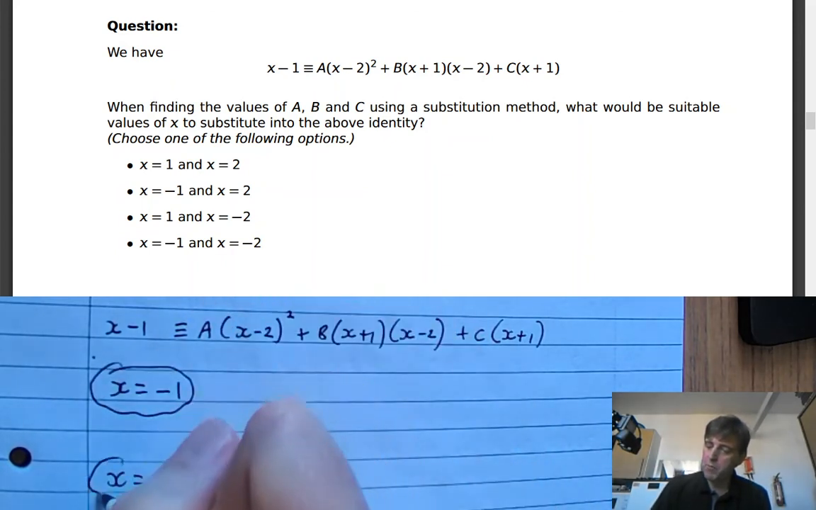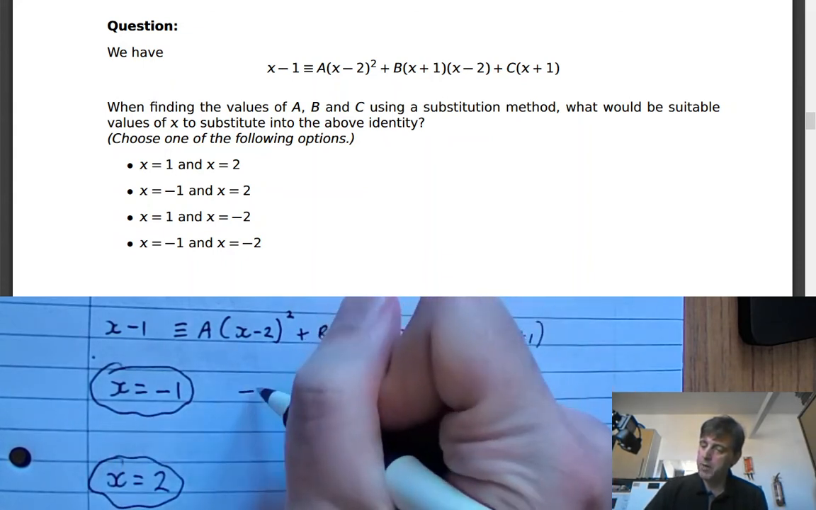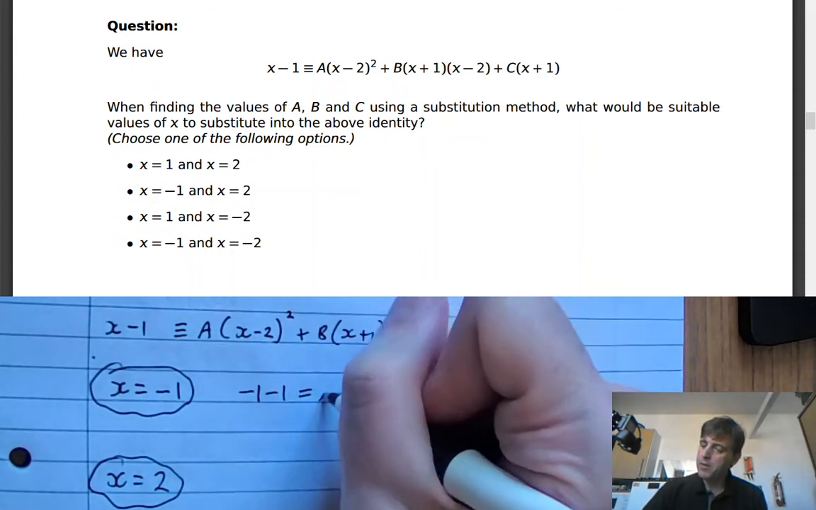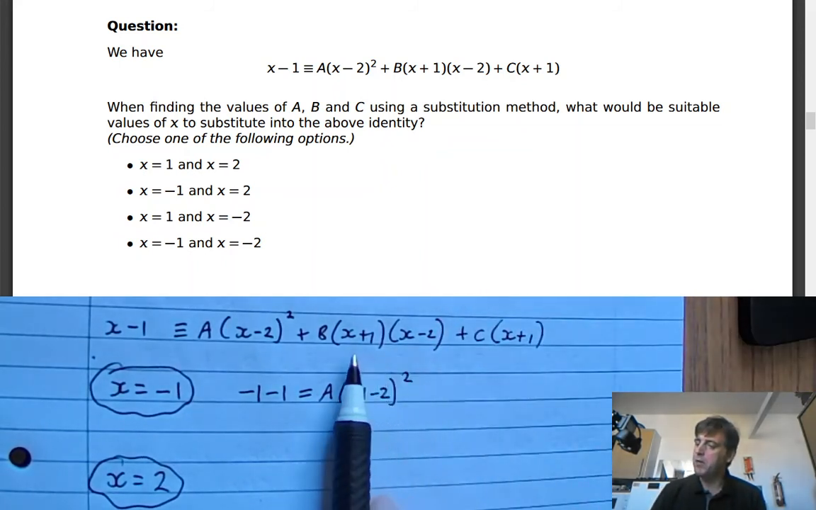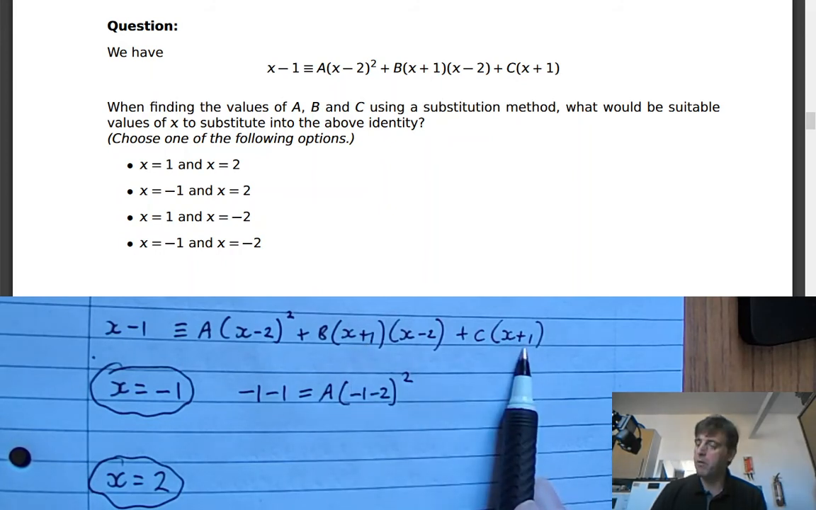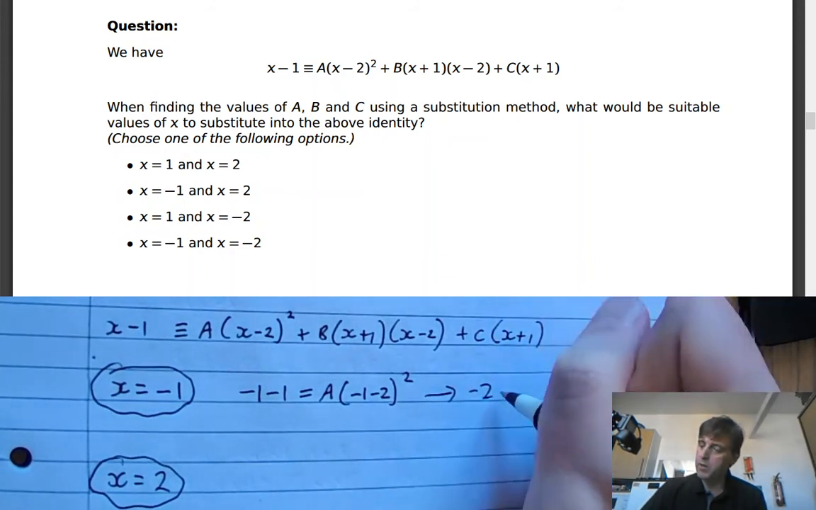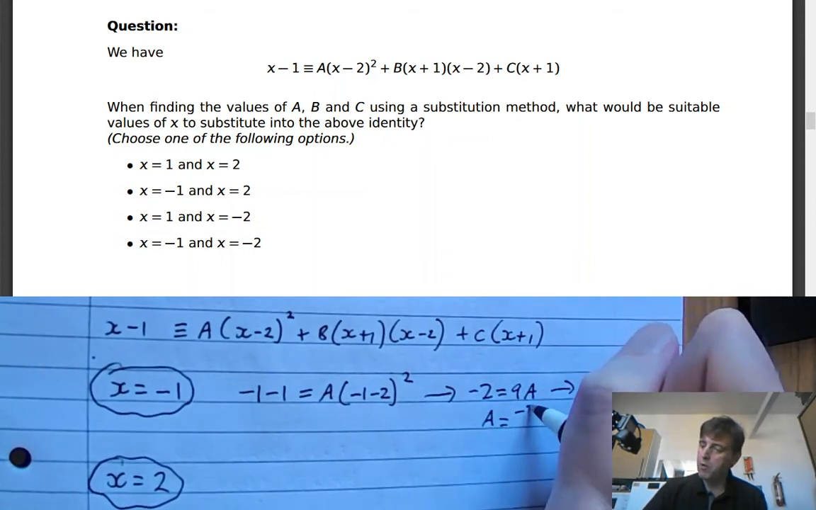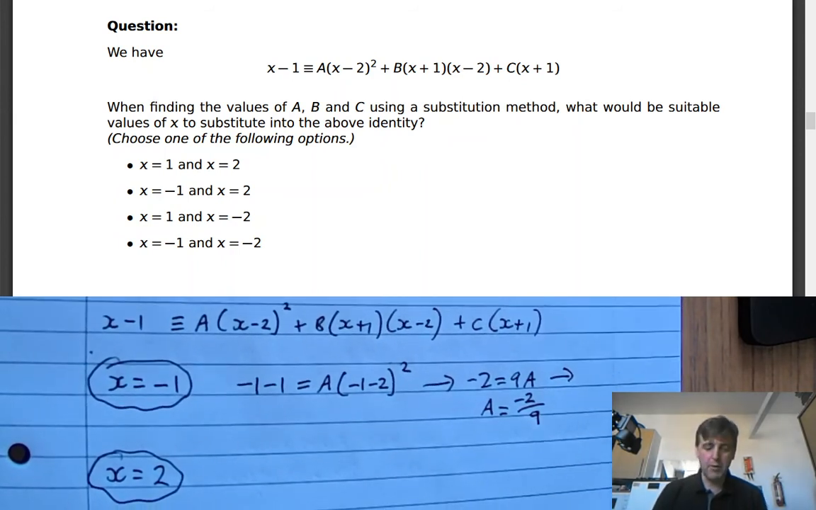Let's just see if we can work through and substitute these numbers in. So if we put x = -1, the left-hand side becomes -1 minus another 1. This term here becomes a times (-1 - 2) all squared. And the other terms just vanish, because this x + 1 bracket becomes 0, and this x + 1 bracket here also becomes 0. So that's all we end up with. So what does that mean? We end up with -2 = 9a, which then gives us the value of a is -2/9. Okay. All right, let's just do it for x = 2.